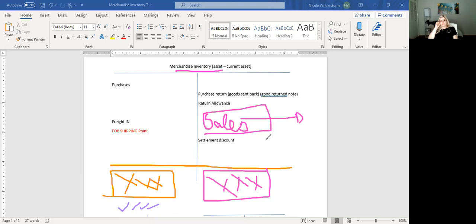Now, remember the 3 exceptions when it comes to sales. The sales will pretty much look the same, except that your freight out is treated as a sales cost. So it's an operating item. It doesn't affect your cost of sales, right? Any settlement discount is treated as part of your sales price. And if people forfeit those settlement discounts, then those are treated as other income if you are the seller. And also, on the sales side, you would be debiting cost of goods sold, COGS, and you would credit merchandise inventory.